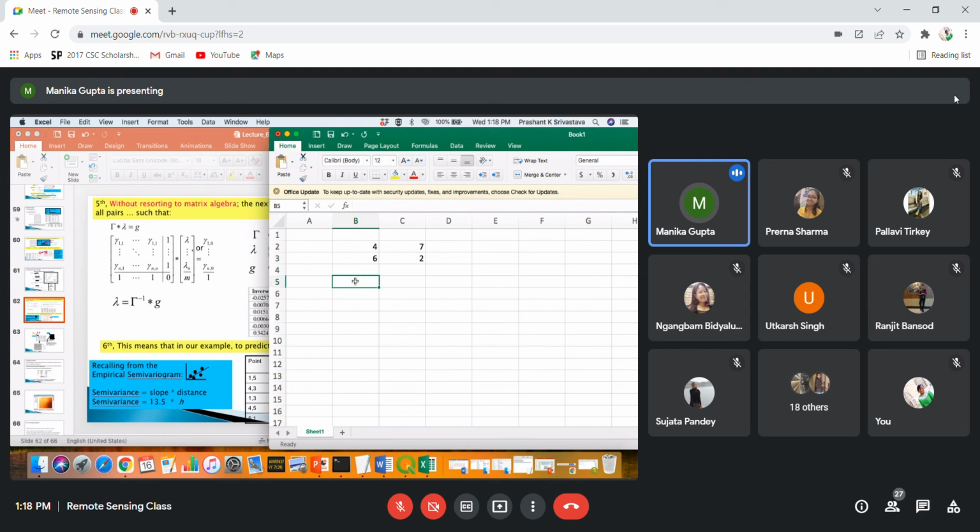So it would be 4 into 2 minus 6 into 7. What would be this? -34. Minus 34 is the answer. Everyone got it? Everyone understood it? So this is for a simple 2/2 matrix, right? You get this answer as minus 34. This is known as calculating the determinant of your particular matrix.